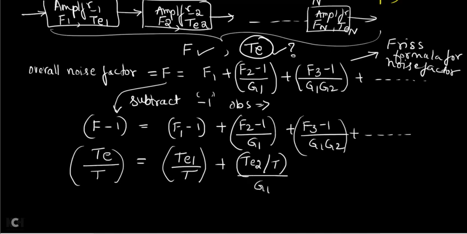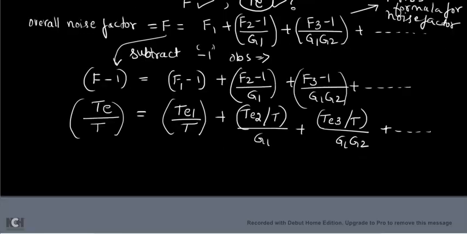G1 will be as it is, plus F3 minus 1 is TE3 by T divided by capital G1, G2. And it continues so on, for all the terms. Now everywhere capital T is there, in the denominator. So if I cancel all the capital T in the denominator, what is the final answer left?